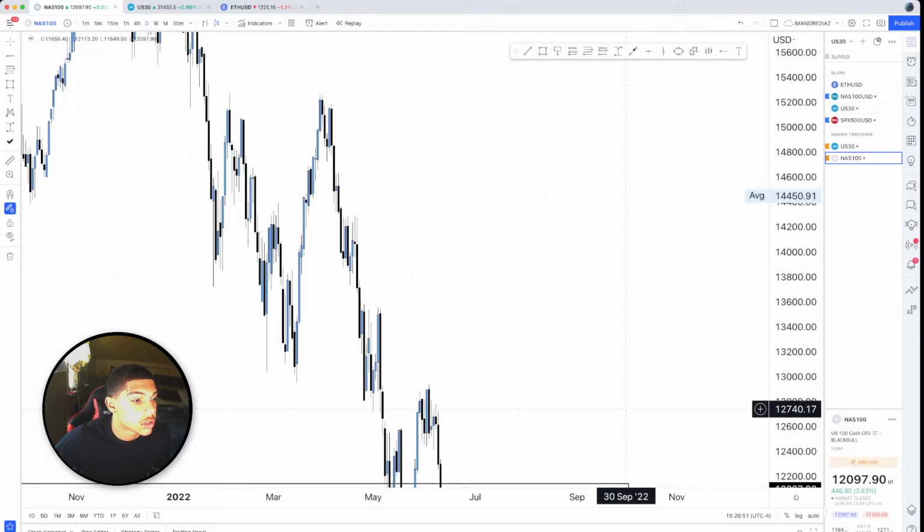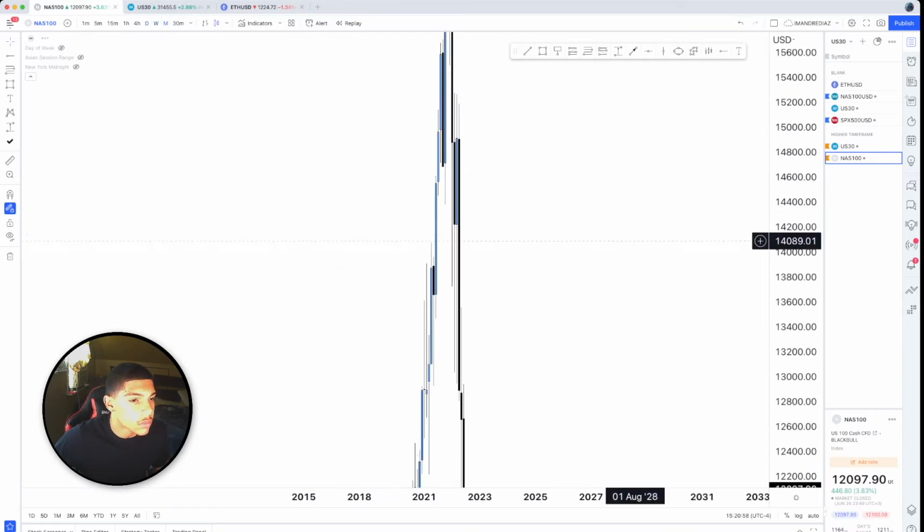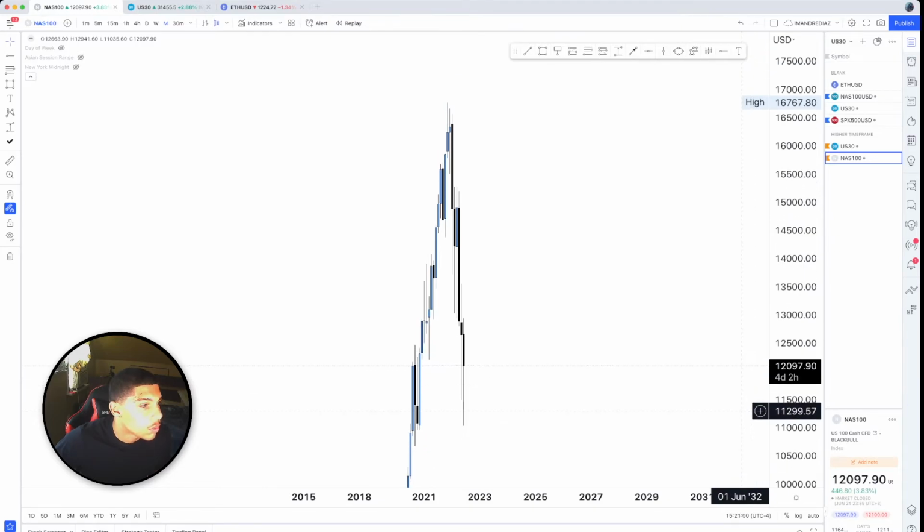Hold on, I didn't mean to get rid of the indicators. Get rid of all these drawings, and we're going to go back to the monthly. Oh man, they're coming back with that weed whacker.